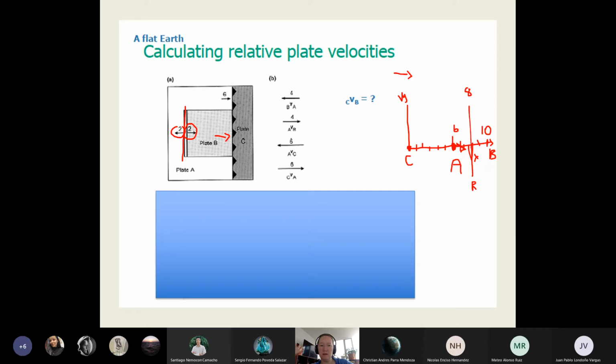Does this remind you of anything that you know? A plate that you know? South America, North America. There's my bad drawings of the continent.